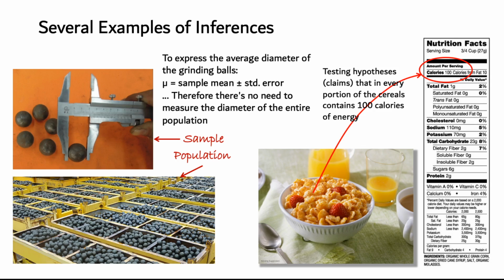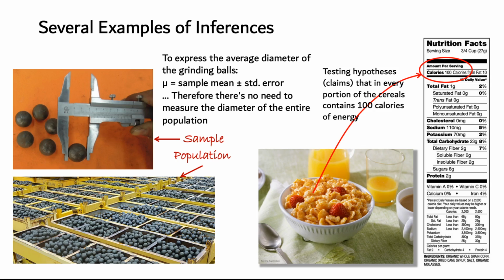Here I present two examples of inferential statistics cases. On the left, we want to express the average diameter of the steel grinding balls. Because it is very impractical to measure all available balls, we just take a few items as samples. Then we state the average diameter of the spherical population as the mean of the samples we took earlier, corrected by the size of the sample error.